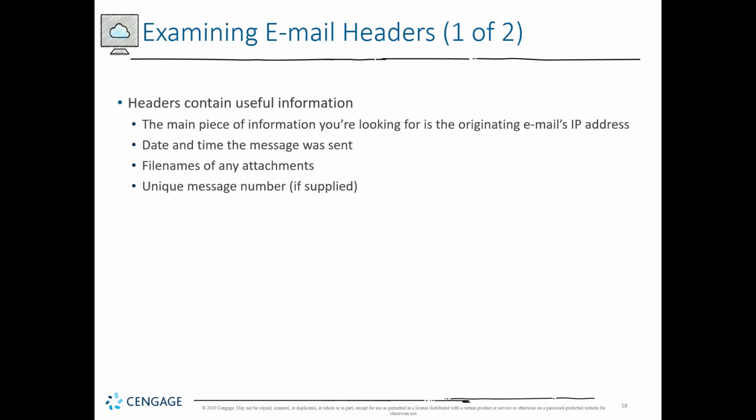This is a much longer view of an email header, but this is from Yahoo. So why is this important? Headers, one, allow you to verify the legitimacy or the credibility of the email. The main purpose of this is so that you can look at the IP addresses, the originating addresses, so that you can track them down. You can double check dates and times of the messages, as well as file names and the attachments, and if there's any unique identifiers in the message.